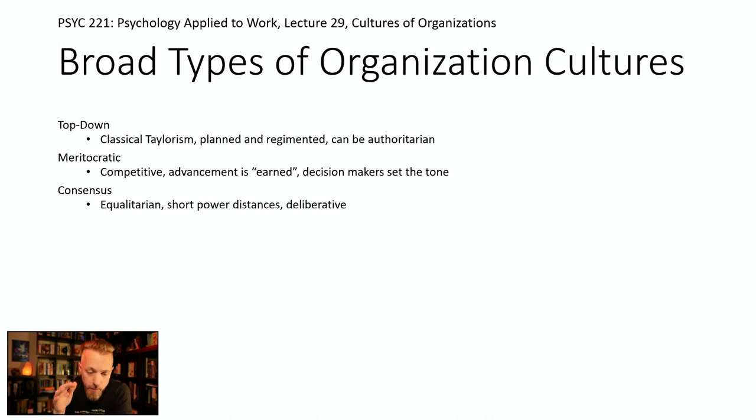Whereas a top-down authoritative culture tends to have high power distance or high hierarchical distance, consensus cultures, because they're egalitarian, tend to be very, very deliberative, which is to say they can argue and talk and talk and talk and take forever to make a decision.